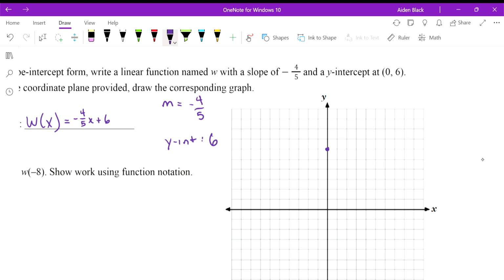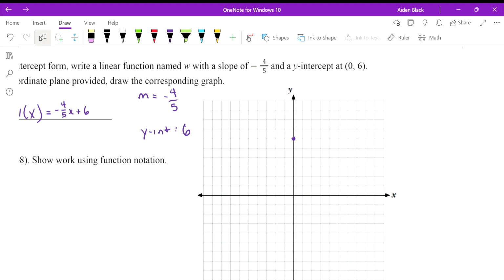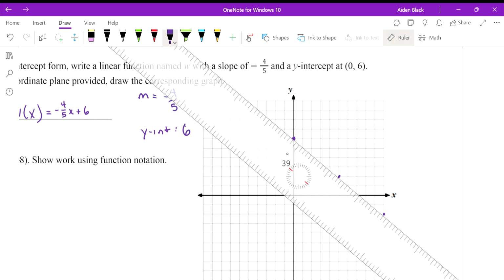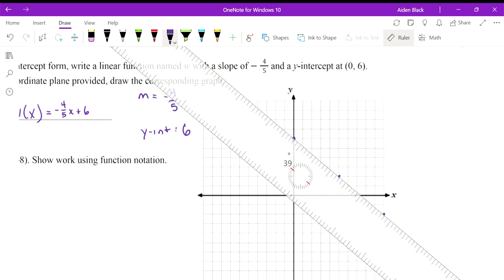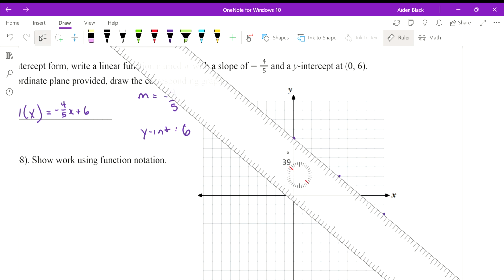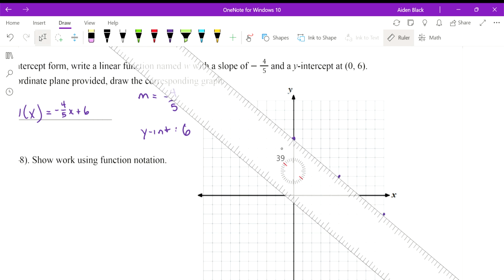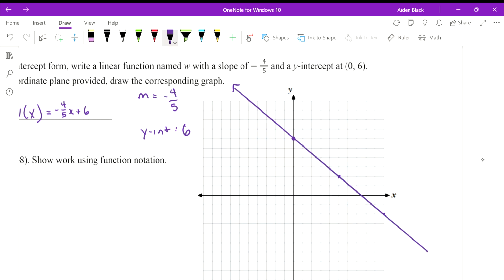We all know how to do this by now. If you don't, you really need to come into tutoring. So there's our y-intercept, and we are going down 1, 2, 3, 4, and to the right 1, 2, 3, 4, 5. Down 4, to the right 5. Make sure you use a straight edge to connect these. That's good. And there's your function.